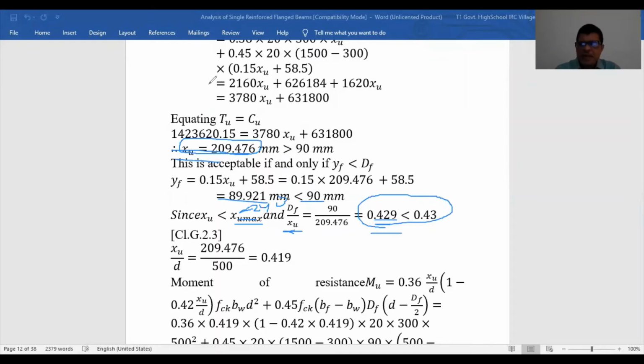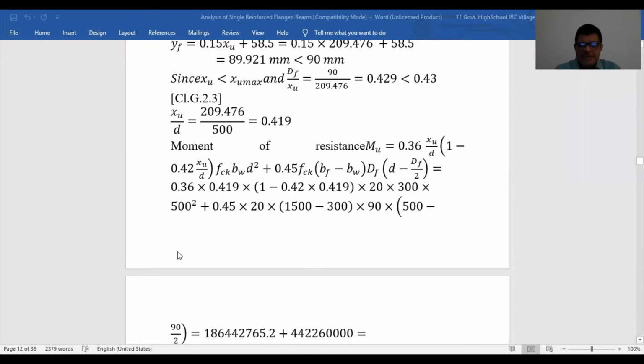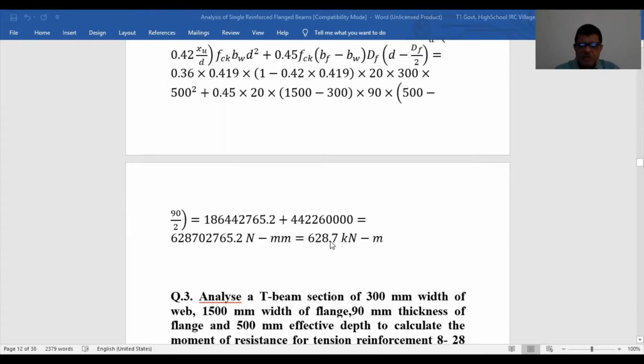So see that formula in page number 96. If Df by xu is less than 0.43, G2.2 you have to use. So in that formula you put the values. There will be no yf. It will be d minus Df by 2. Okay, so put the values and get the solution. It comes out to be 628.7 kN/meter.